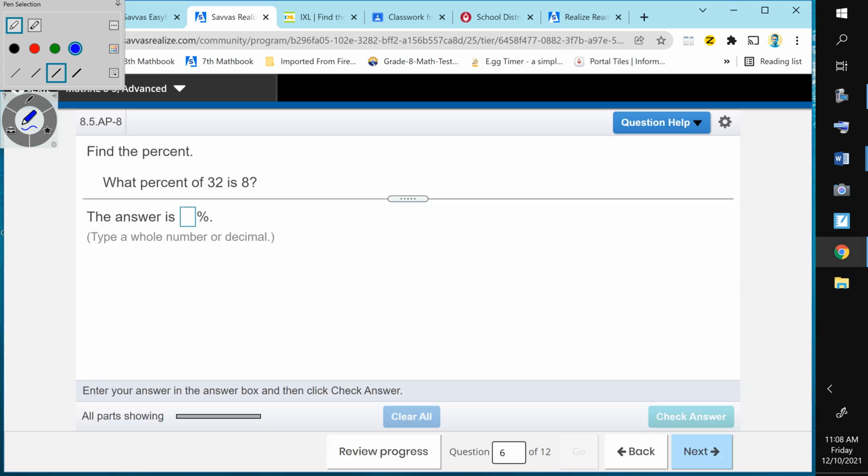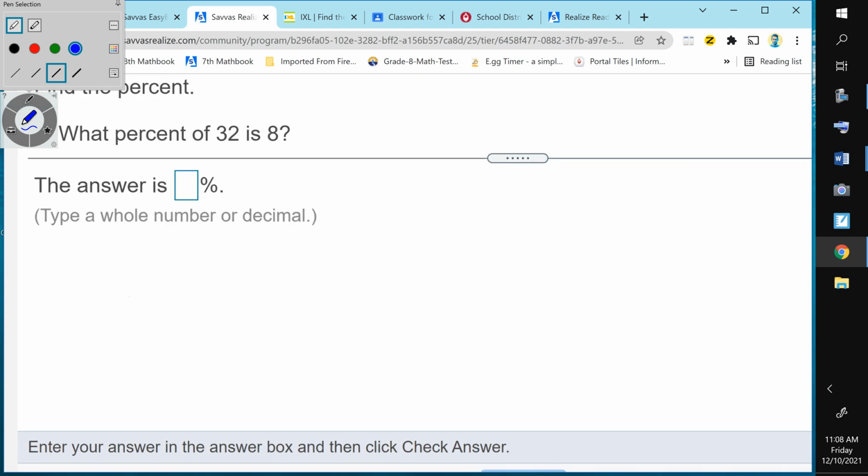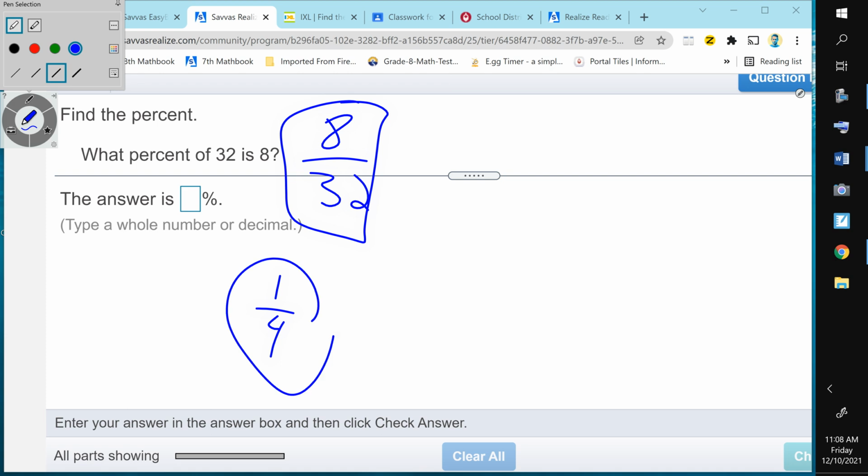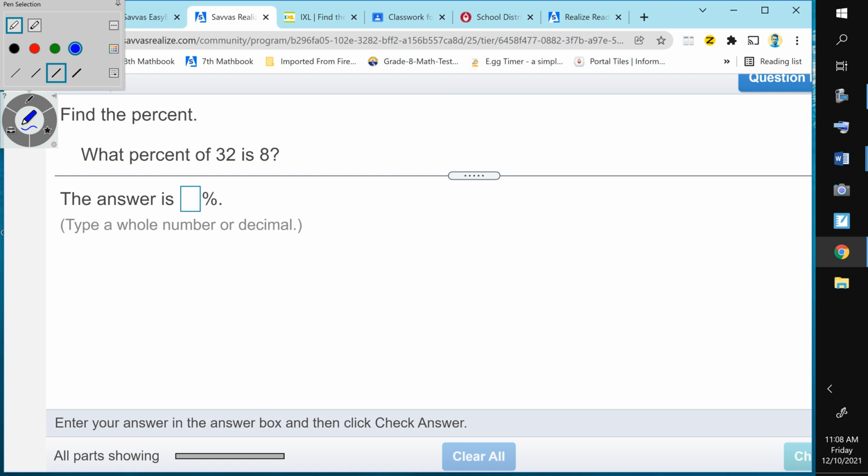Next, number 6, almost halfway done. What percent of 32 is 8? A lot of you who are good at math can probably do this in your head, because if you simplify this fraction, you're going to get 1/4. And most of you should know what 1/4 is as a percent. And in case you can't do that in your head, guess what? It's fine.